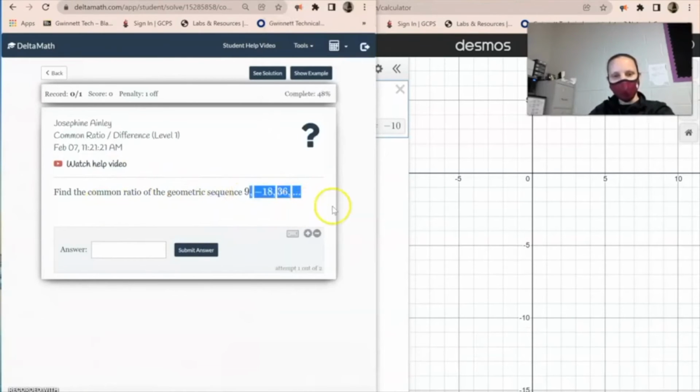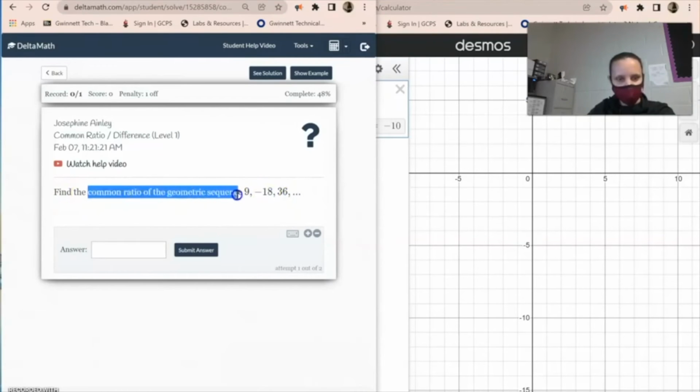Geometric, you're constantly multiplying to get the next number. Arithmetic, you are adding or subtracting to get the next number. And if it's neither, then you're not doing anything. What does it say? Find the common ratio of the sequence. Okay, so I'm finding what number am I multiplying each time.